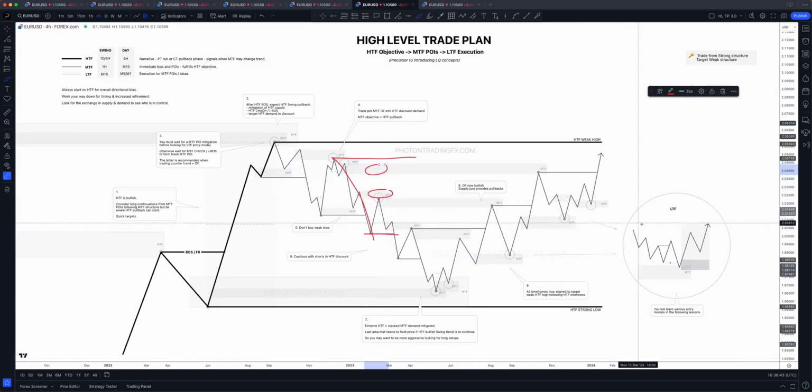We wait for a mitigation, and then if we think it's a higher probable POI, and if we think we have enough risk to reward to target that low, then we'll look for our lower time frame entry model. It's the same thing every day, and we understand the objective on the higher time frame. What we're doing, we're playing the pullback, right?